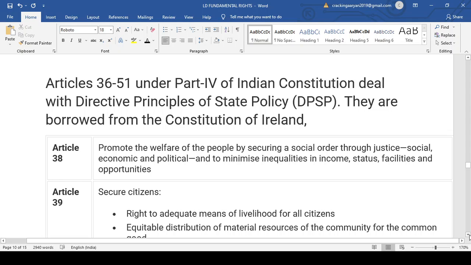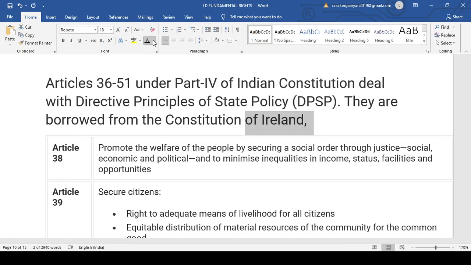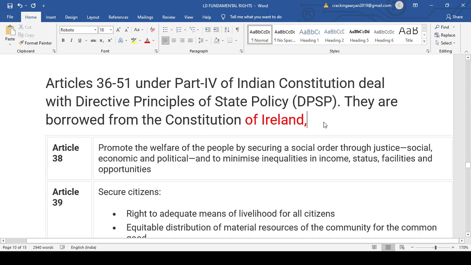They were made by the framers of the Indian Constitution so that any time the legislature is making any law or the judiciary is upholding any judgment, these directive principles should be considered. And while we were discussing the sources of the Indian Constitution, we discussed that the directive principles of state policy are borrowed from Ireland.